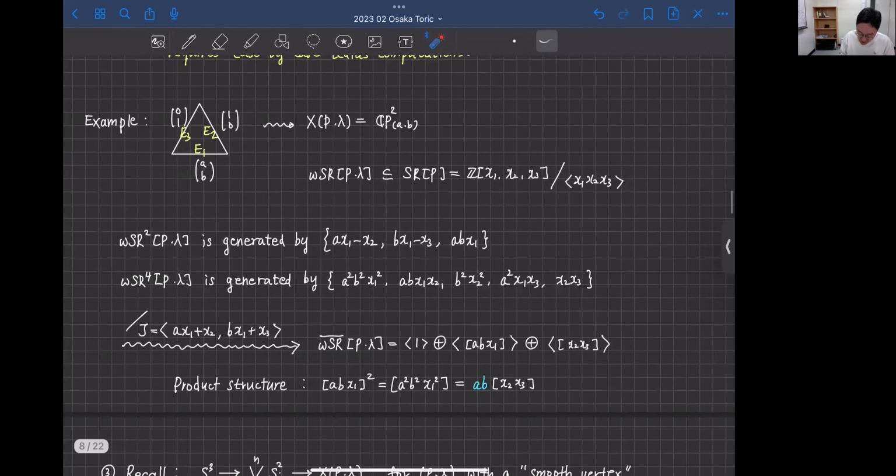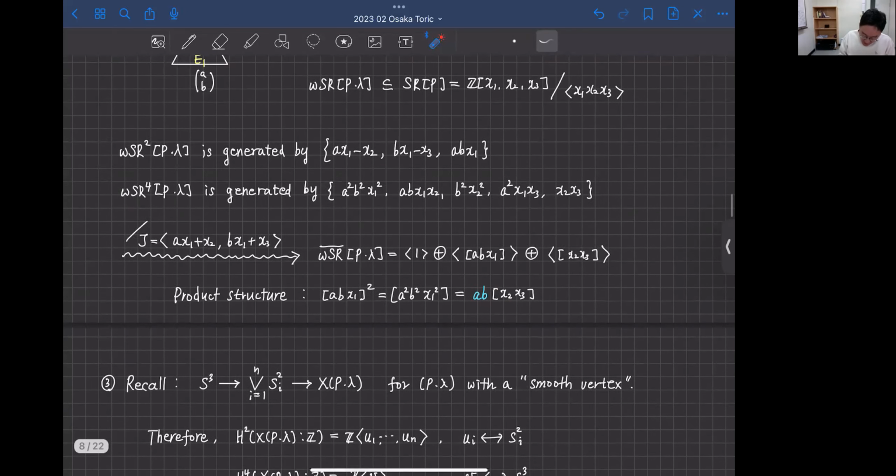Okay, so because everything is a natural subring of the Stanley-Reisner ring, the product structure is induced from the structure of the Stanley-Reisner ring. So AB x1 squared is this one, and then modulo the ideal J, we can see that this is AB times x2 x3, the degree 4 generator. Here is some multiple divisibility, right? So this is another way of looking at the product structure of the weighted projective space.